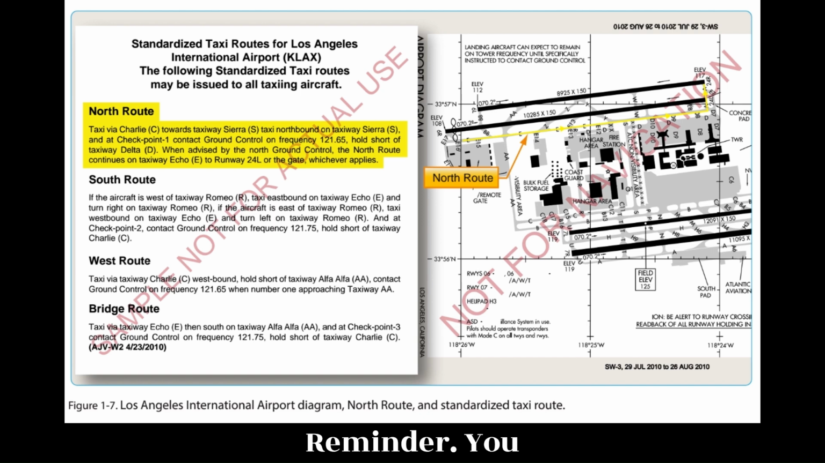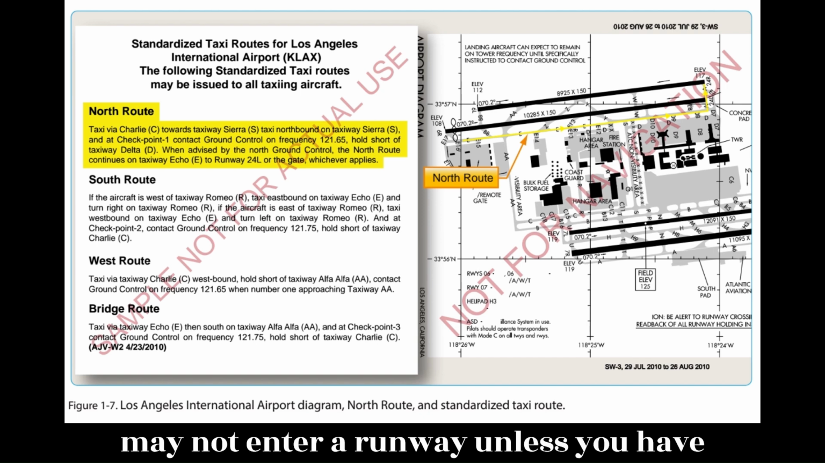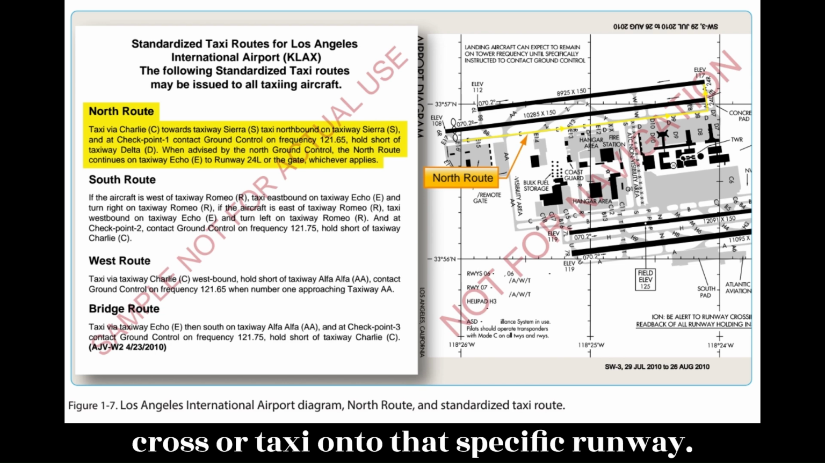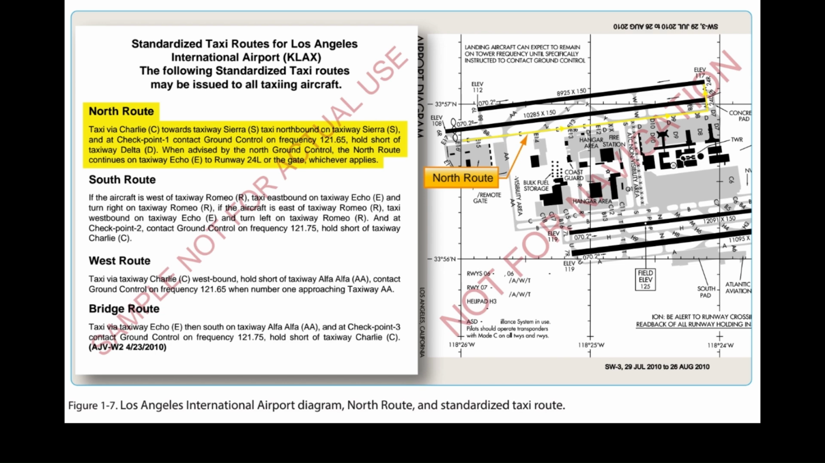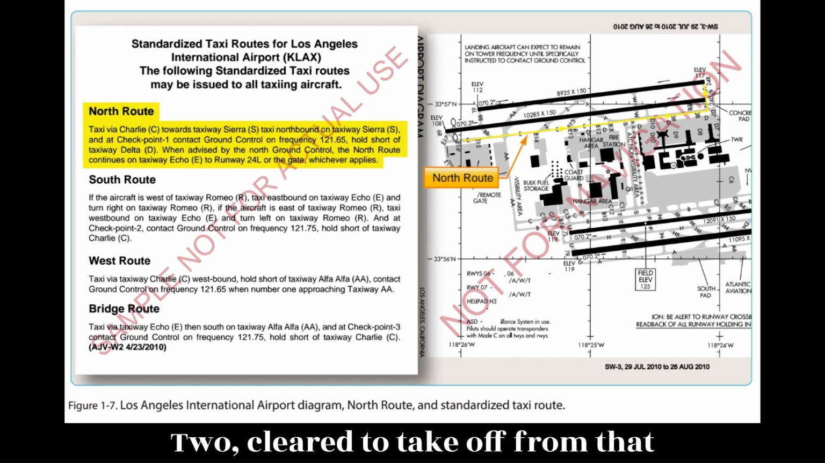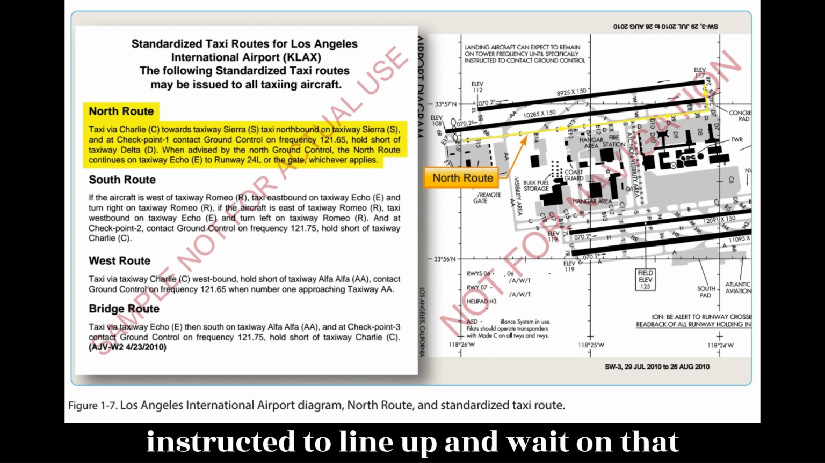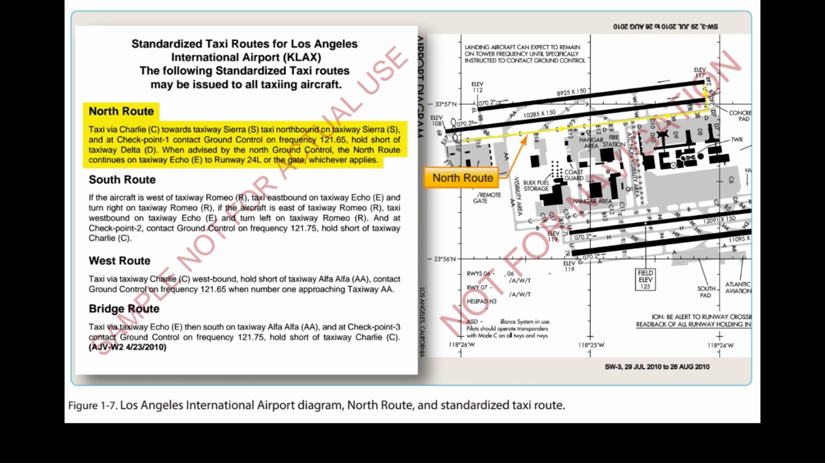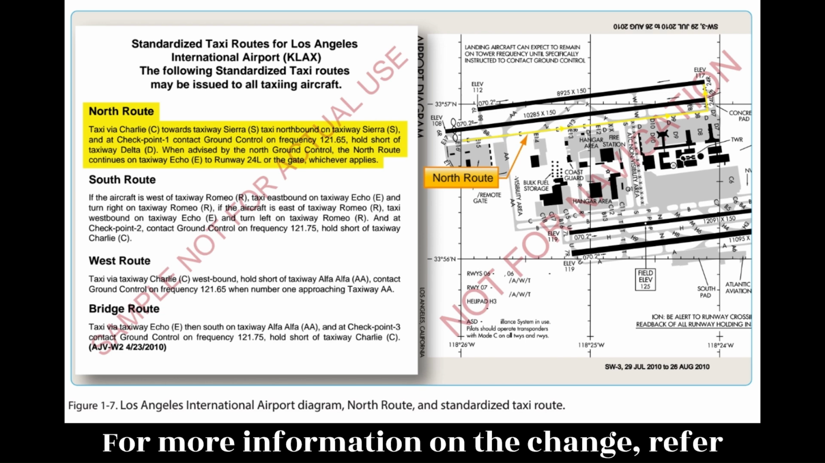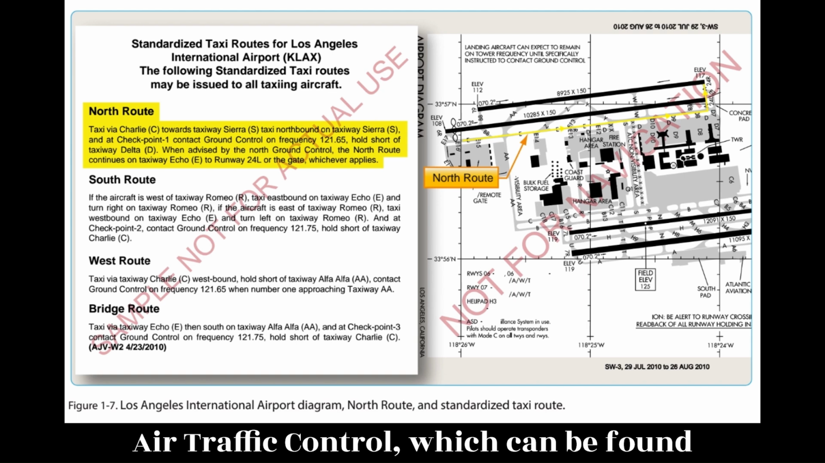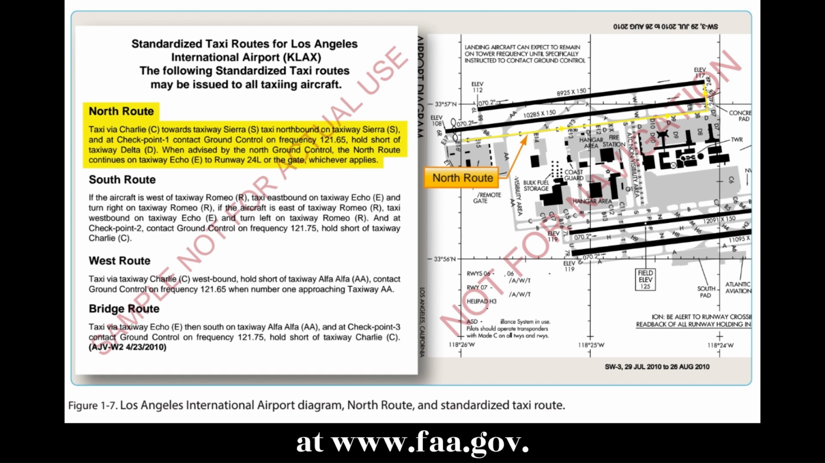Reminder: you may not enter a runway unless you have been 1. Instructed to cross or taxi onto that specific runway. 2. Cleared to take off from that runway, or 3. Instructed to line up and wait on that specific runway. For more information on the change, refer to FAA Order JO 7110.65, Air Traffic Control, which can be found at www.faa.gov.